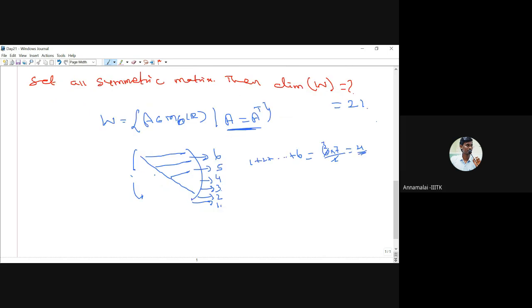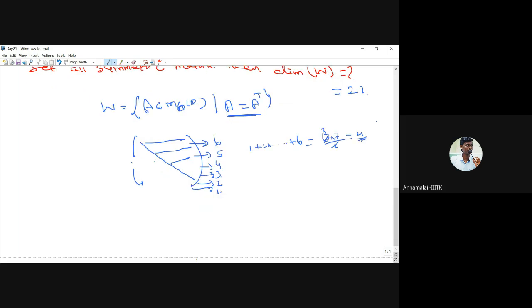In general, instead of a 6 by 6 matrix, suppose they ask what is the dimension of symmetric n by n matrices. What is the formula? If you consider an n by n symmetric matrix, the first row has n possible unknowns, the second row has n minus 1 possible. So how many unknowns? The first row contains n unknowns, but the second row contains only n minus 1 unknowns.